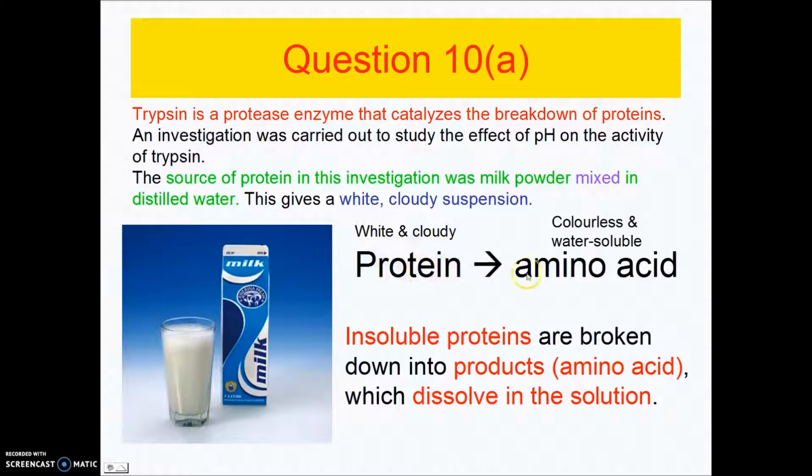can be broken down and then go from white and cloudy to become clear? Because the insoluble proteins are broken down into products, amino acids. Okay, if you can write amino acids, it would be better, and amino acids dissolve in the solution. Or you can say that insoluble proteins are broken down into products such as amino acids which are colorless. That means from cloudy white proteins to become colorless is also okay. So that's part A.